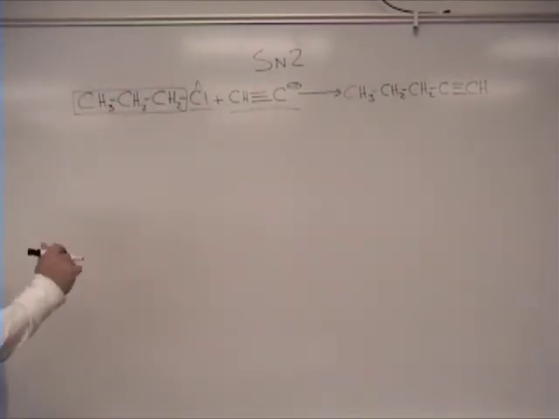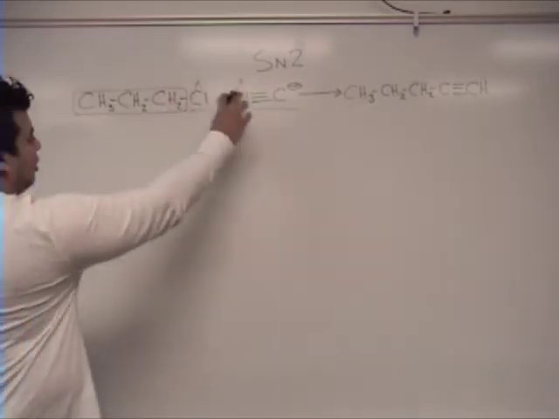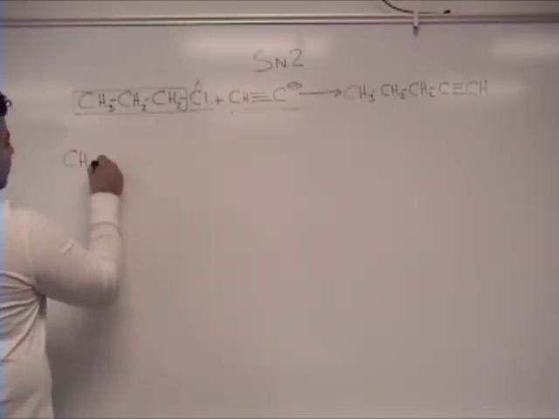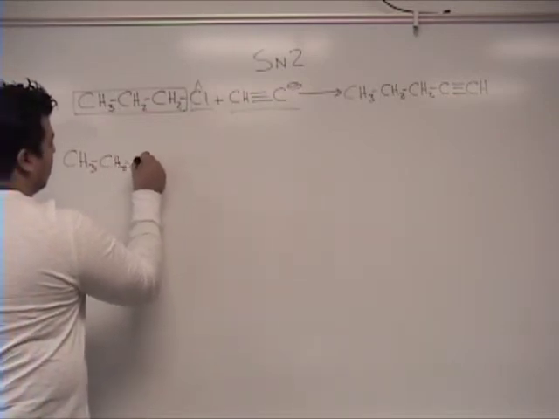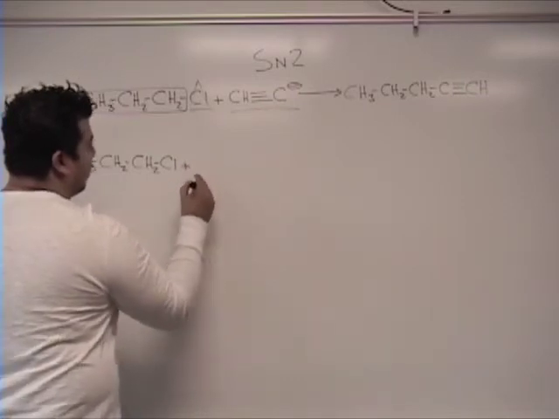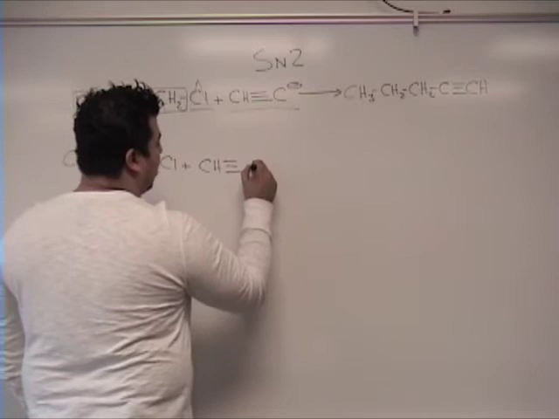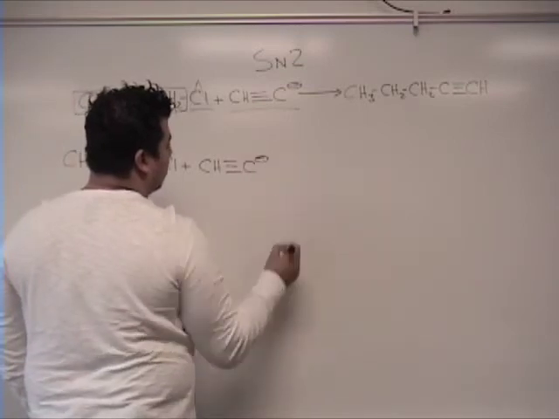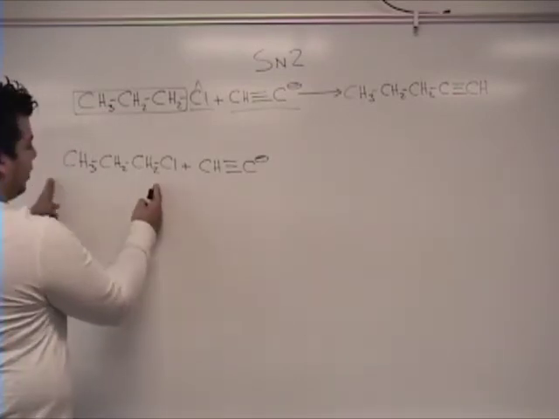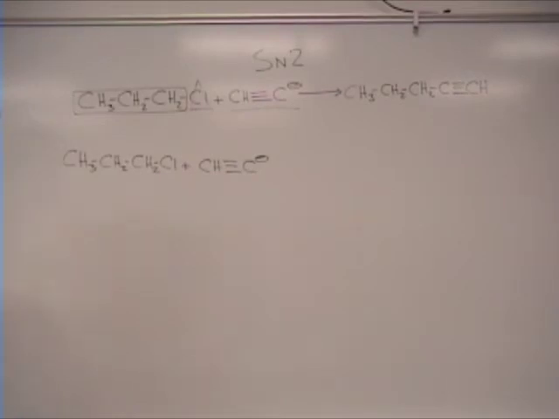Okay, so now let's see the mechanism and how we arrived at that answer. I'm going to copy this part. I'm just copying it. CH2, CH2, Cl plus CH triple bond C minus. Okay, so we can identify the three like we did up here. We say we have our substrate, good leaving group, and nucleophile.